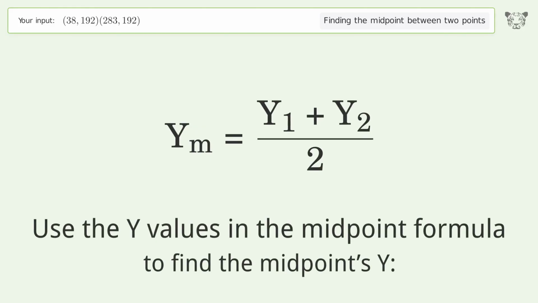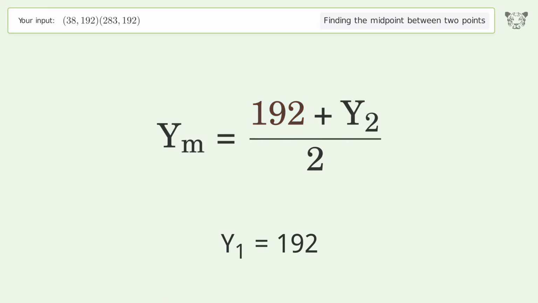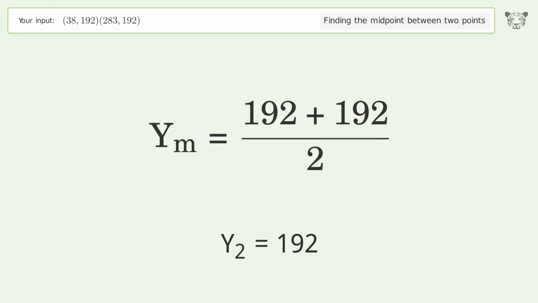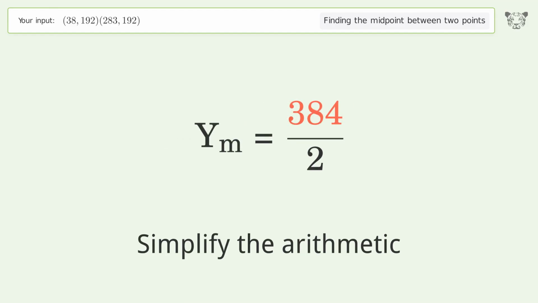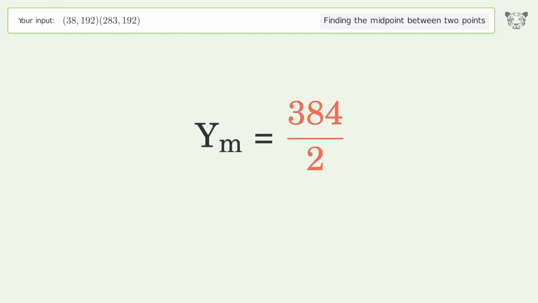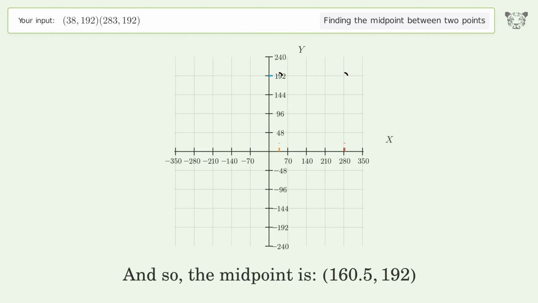Use the y values in the midpoint formula to find the midpoint's y. y1 equals 192. y2 equals 192. Simplify the arithmetic. And so, the midpoint is 160.5, 192.